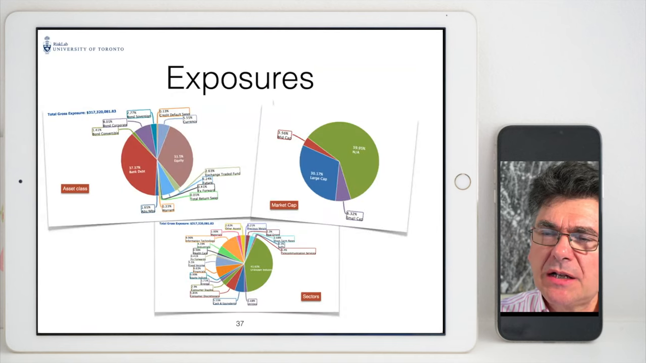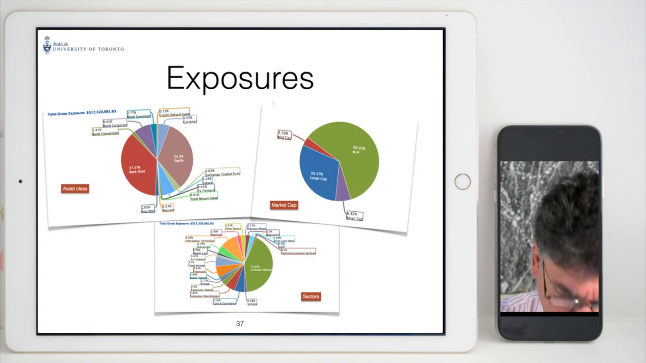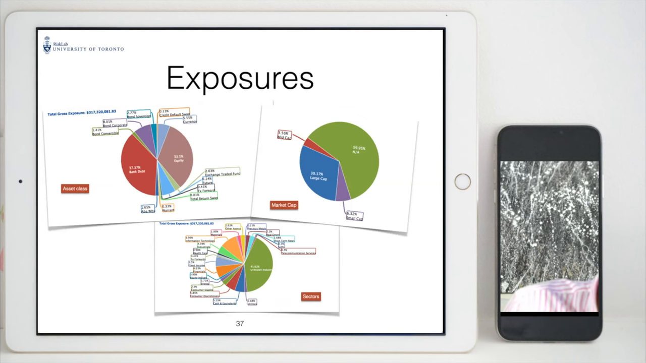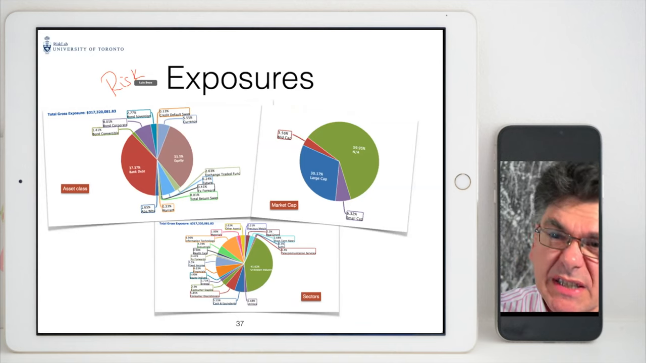Okay. So I'll start with some simple considerations. The first is risk exposures. Okay. What does this mean?